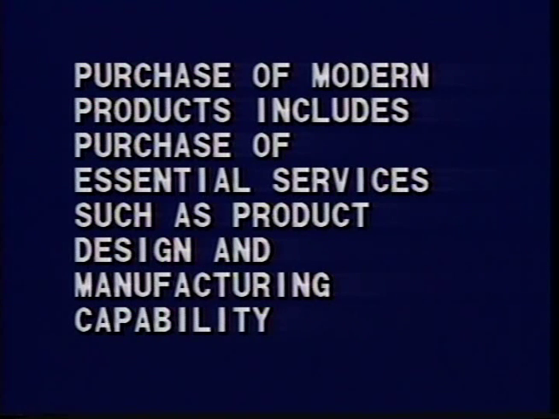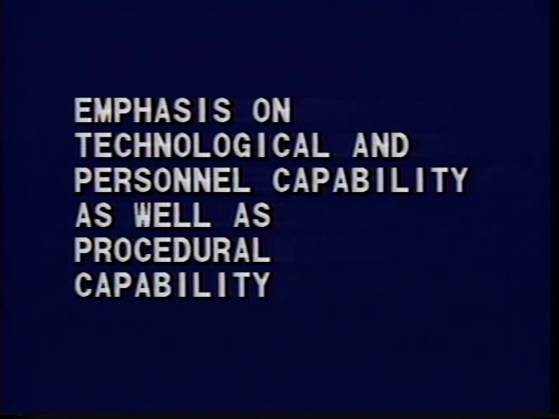Purchase of modern products includes purchase of essential services such as product design and manufacturing capability. In purchasing, look for needed systematic remedies in areas such as policy of teamwork relationship, not adversary relationship; qualification of vendor manufacturing capability by emphasis on technological and personnel capability as well as procedural capability; and evaluation of cost of purchased products by including costs of poor vendor quality.